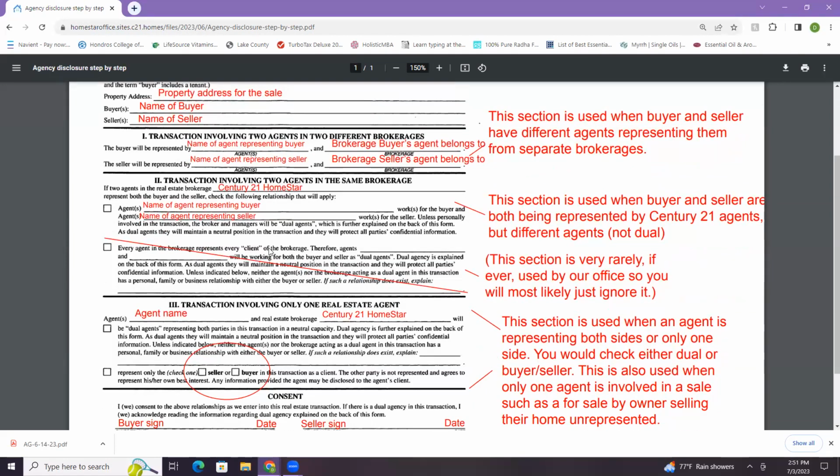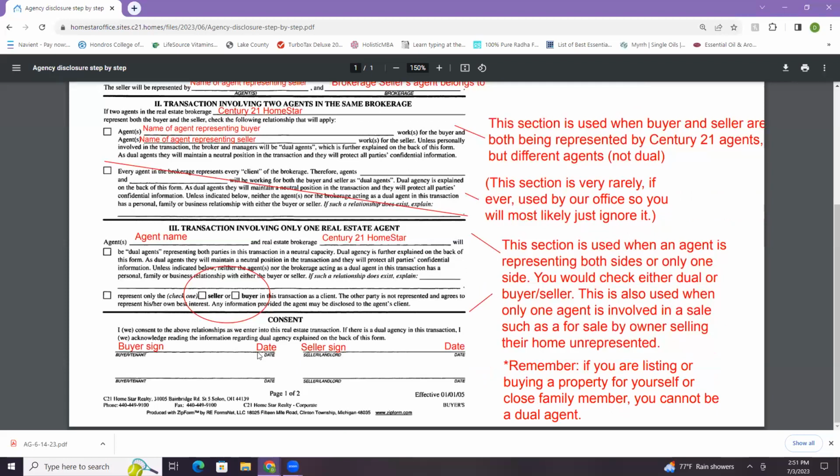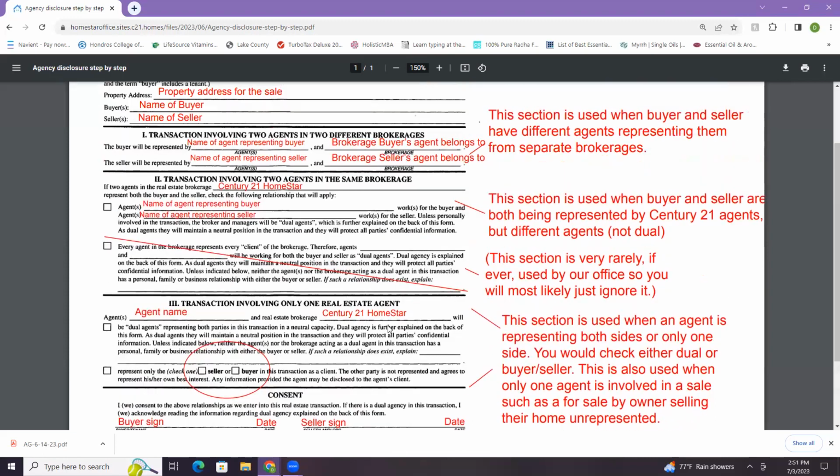Next, you're going to figure out which section applies for your transaction. So if you have a transaction involving two agents and two different brokerages, so Century 21 Homestar represents the buyer and Howard Hanna represents the seller, then you're going to be filling out transaction involving two agents and two different brokerages, section number 1. Section number 2 and number 3 would be blank, and the buyers would all sign and date down at the bottom. And then of course it's going in the offer for the sellers to sign and date.